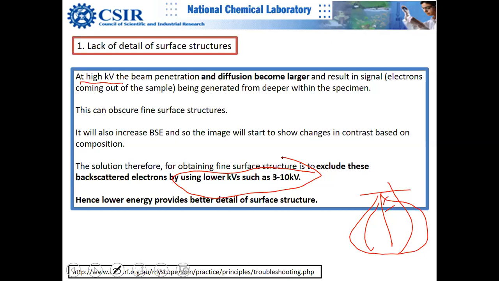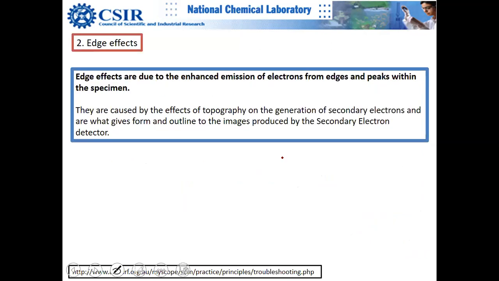It's a good idea to start with the lower voltages and then capture several images, since lower voltages are always better. They do less damage and less charging. So lower energy provides better detail about the top surface, not the subsurface. Sometimes you are looking at the subsurface information, then you can obviously increase the voltage. That's the thumb rule.